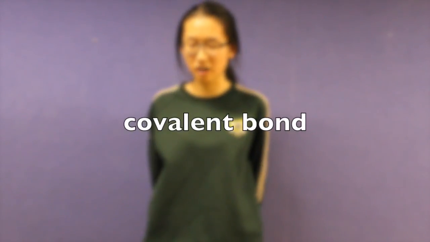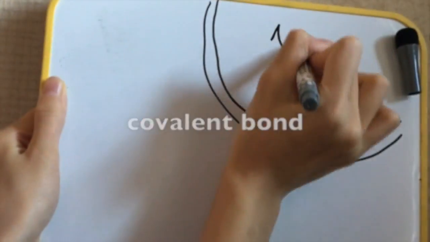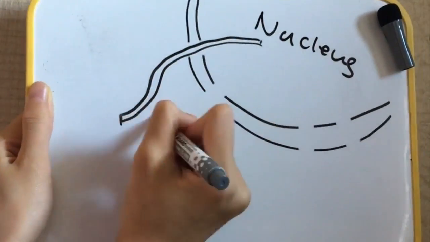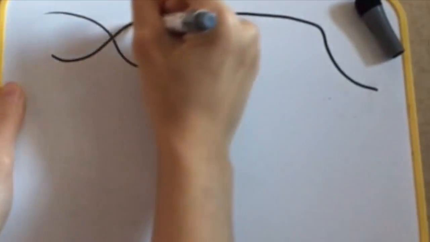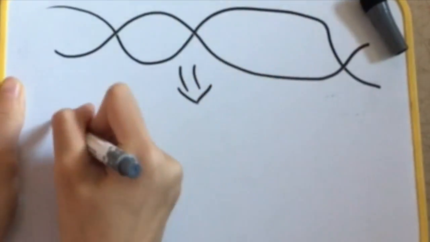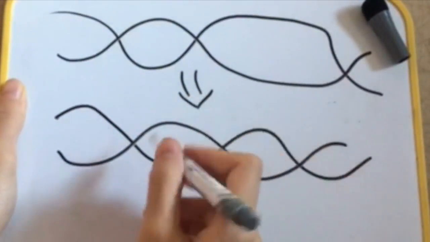RNA polymerase forms covalent bonds between the RNA nucleotides. Transcription stops at the end of the gene and the completed RNA molecule is released. RNA polymerase zips the DNA back as it goes, and then RNA polymerase detaches and the DNA double helix reforms.